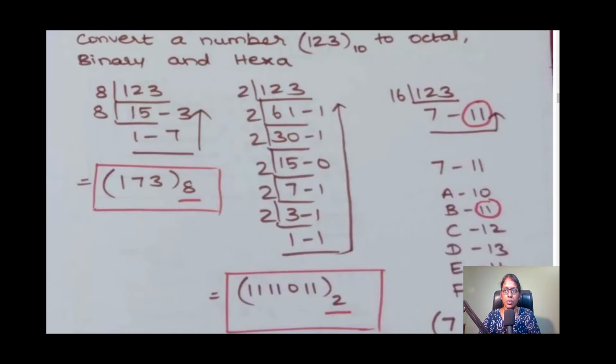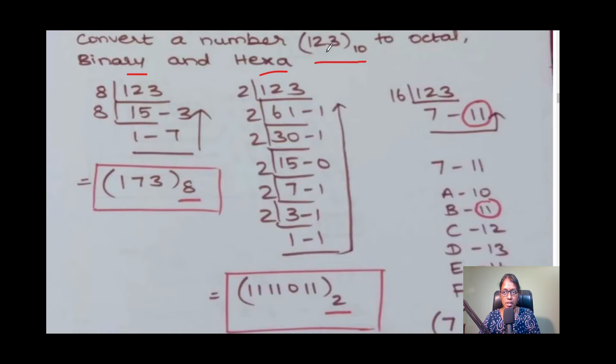Now convert a number: see the question, 123 in base 10, so it is a decimal number, to octal, binary, and hexadecimal. They gave a decimal number, and we have to convert it into an octal number, a binary number, and a hexadecimal number. These three things we have seen just now. So how do we do that?